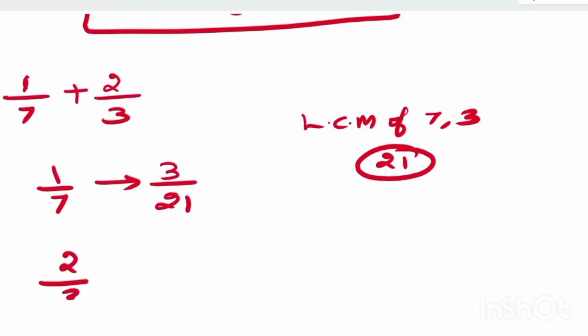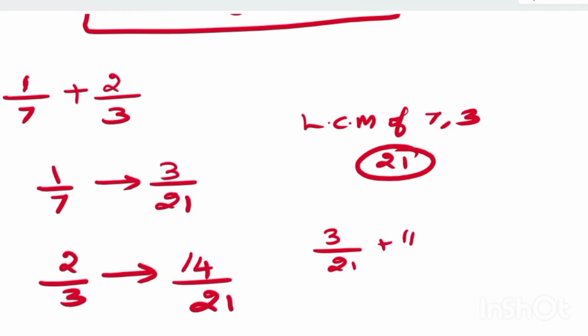Similarly, 2 by 3. If you are multiplying the denominator and numerator by 7, what will you get? You will get 14 by 21. So now we have to add these two fractions. It will be 3 by 21 plus 14 by 21. So we will get (3 plus 14) by 21, which is equal to, what will be the answer?